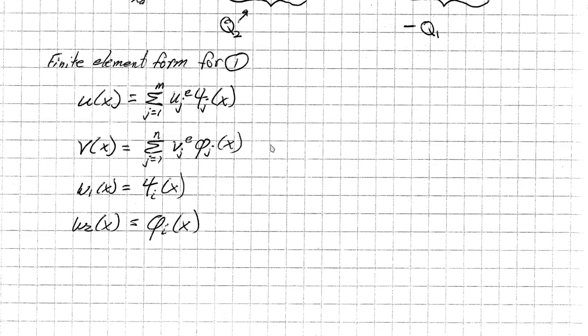Alright, so remember, we want to find u and v, so we're going to approximate them. We have these unknown coefficients, u sub j over the element e and v sub j over the element e, and we're going to introduce a function for interpolation between those nodes on the element, and the same thing here. For the Galerkin method, we make the weight functions identical to our interpolation functions. Okay, so that's why I defined W1 as phi, W2 as psi.